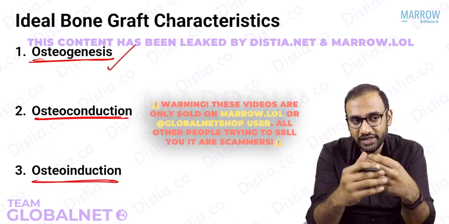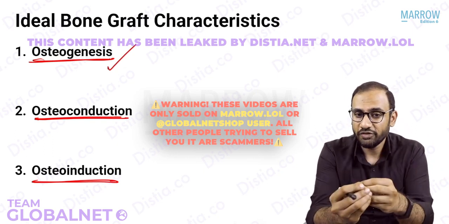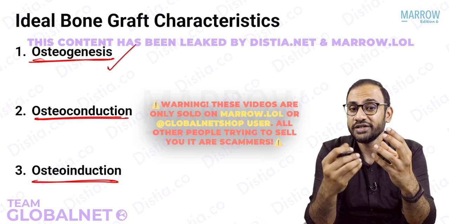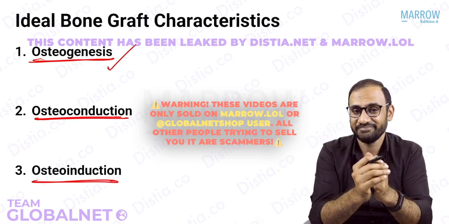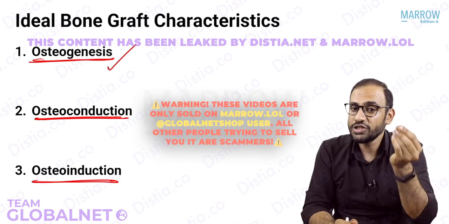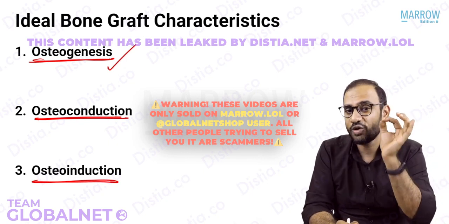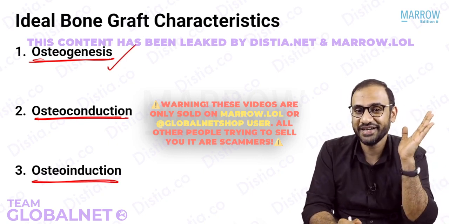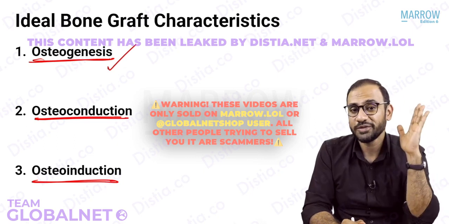Osteogenesis is basically the property of the bone graft to grow new bone on its own. Osteogenesis makes new bone on its own. So nobody else can do it. It has to be an osteoblast or an osteoprogenitor cell to do it. So it has to be that to make new bone.